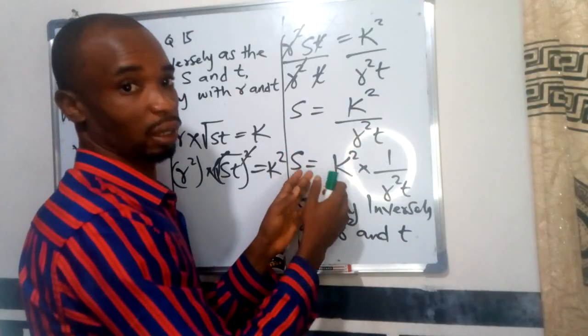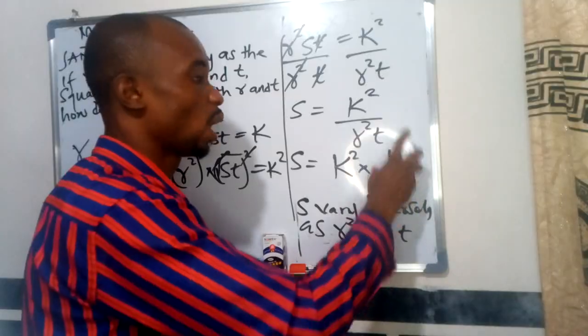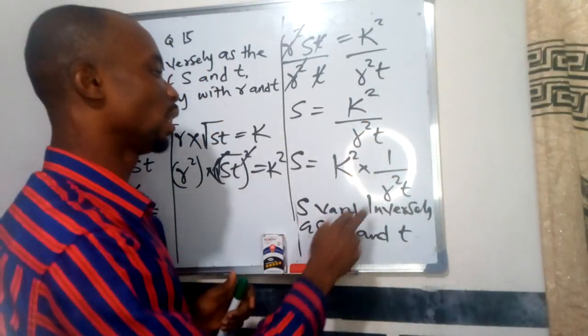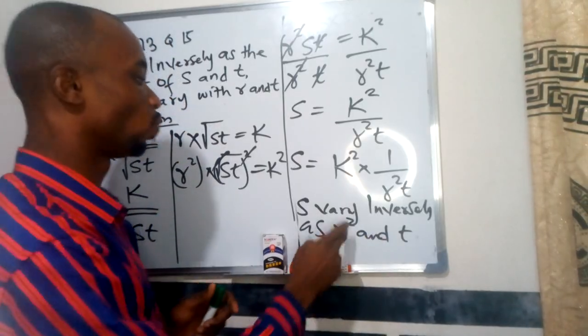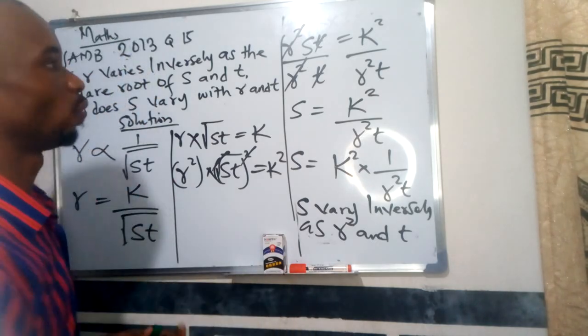This is the constant, that's the sign of proportionality. Though it is squared, it does not affect this particular variation. So this is inverse variation. That means s varies inversely as the square of r and t. So that is how to solve this particular problem.